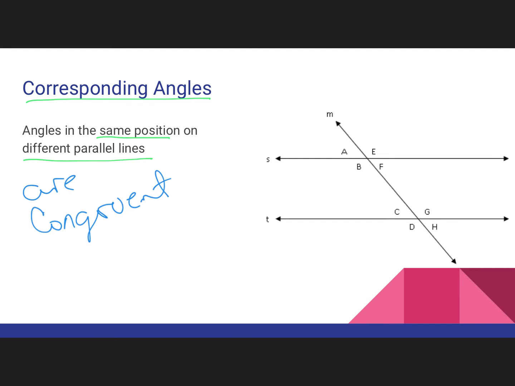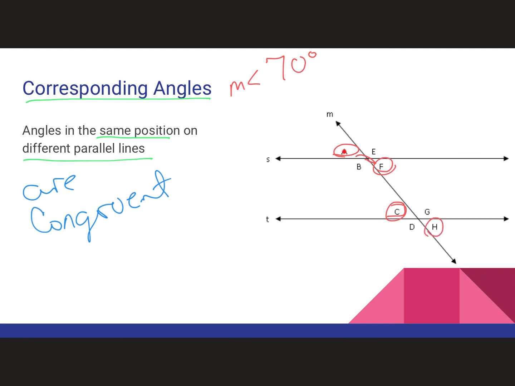Let's say I know that the measure of angle A is 70 degrees. So if angle A is 70 degrees, that means corresponding angle C is also 70 degrees. But remember, we also have vertical angles. So that means angle F is also 70 degrees. And we have a vertical angle from angle C. Angle H is also 70 degrees.